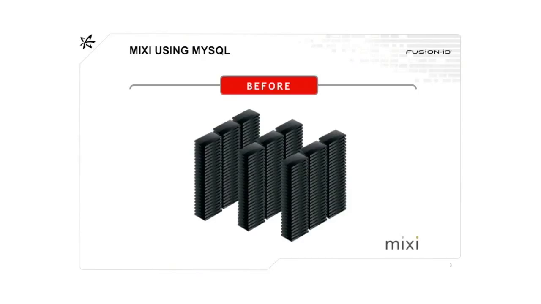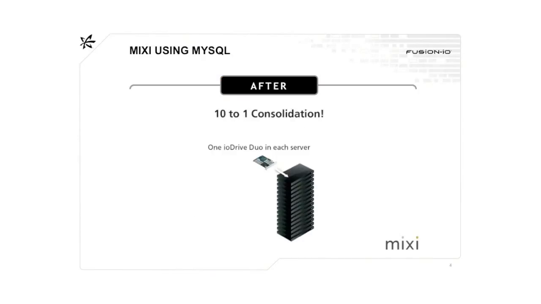Mixi, a very large social network, had a 10-to-1 consolidation. By placing flash memory in those servers and not relying on slower mechanical spinning disks, they're delivering more data more quickly with a smaller footprint. So across the board, whether we see customers doing databases, virtualization, big data applications, the theme is consistent. Break away from the old model of configuring disks for performance, put flash memory inside your servers, deliver more data more quickly to your customer base, and everybody's happy with that kind of solution.